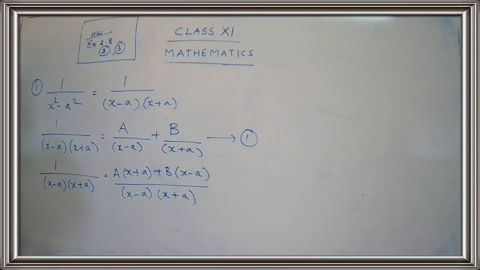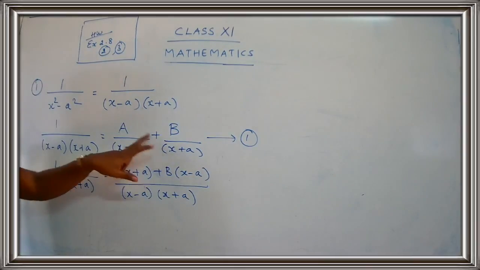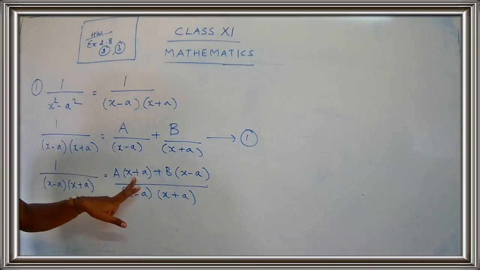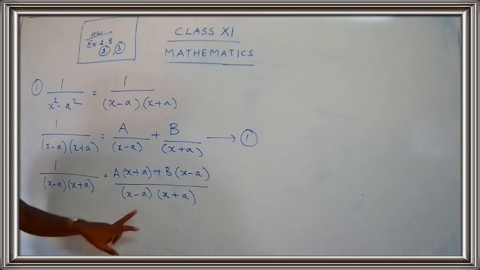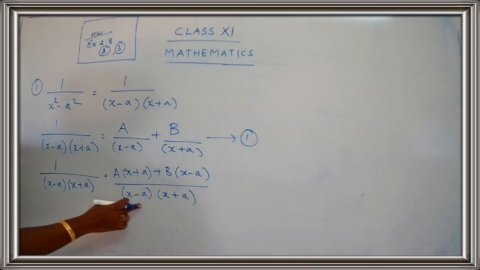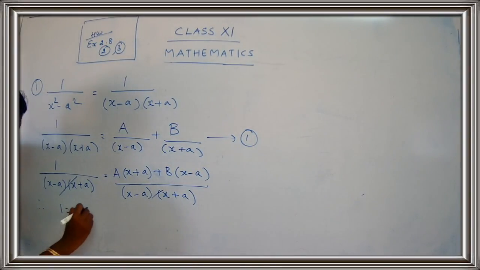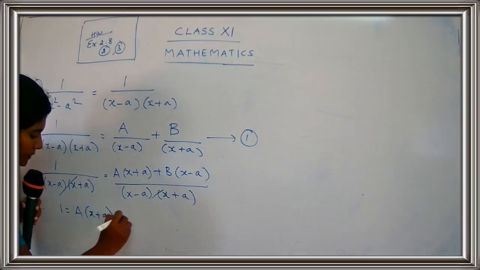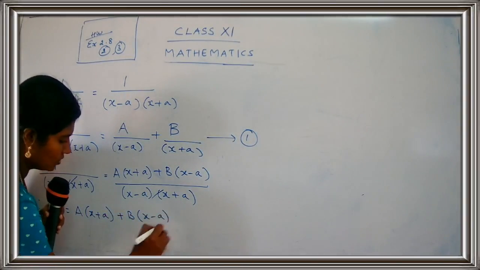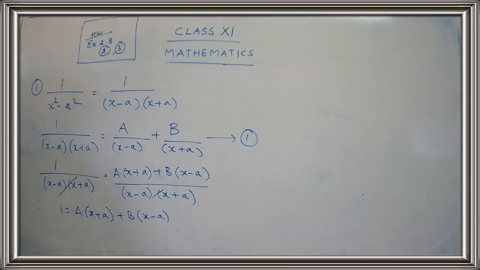Are you doing this step, children? I hope you are clear. Just cross multiplying: A into x plus a plus B into x minus a upon x minus a into x plus a. Okay. Now just observe carefully. You have the same denominators on the LHS and the RHS, so we can cancel the same denominators. And now what is left? 1 is equal to A into x plus a plus B into x minus a. So this is what is left out.